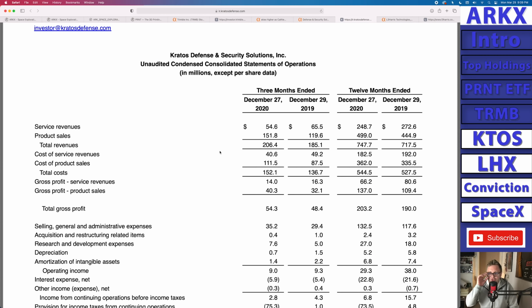When we jump into the financials, we see here a company that has been very steady. And in fact, over the last 12 months here, 19 over 20, we see that total revenues went from $717 million up to $747 million. And we see here total gross profit went from $190 up to $203 million.